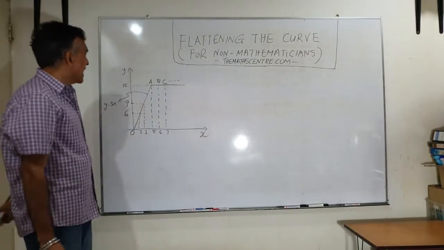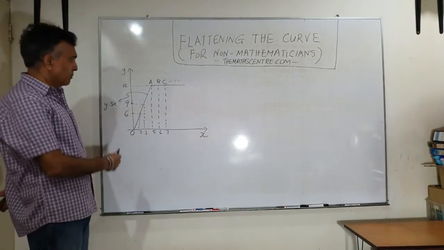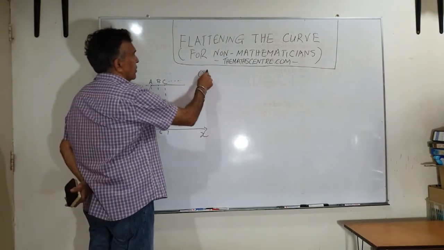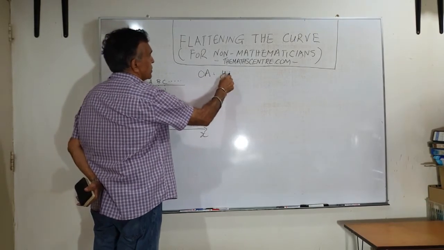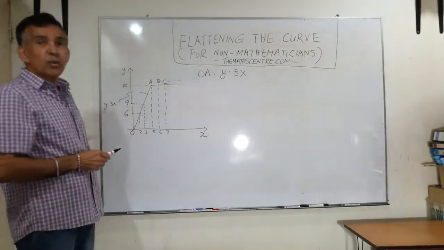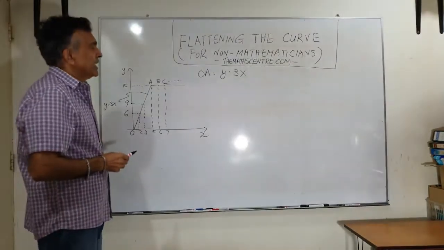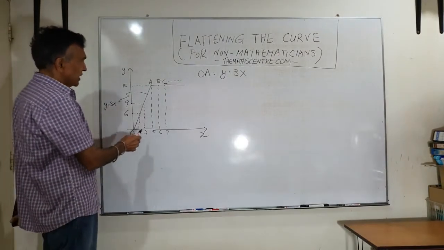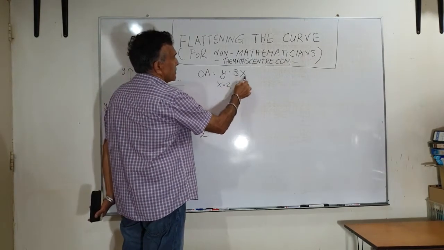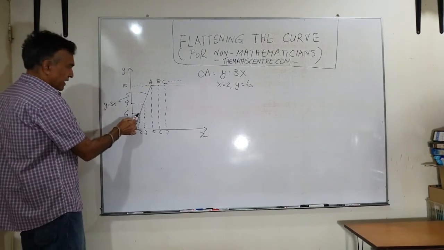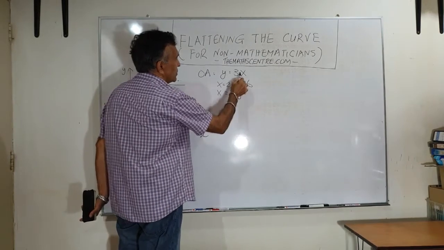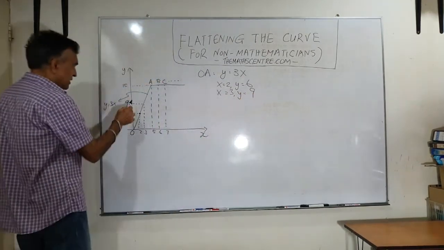So here I have drawn on the board a straight line, OA. OA is a straight line with the equation y equals 3x. This is the equation of the straight line. I'm giving you a couple of values here. When x equals 2, y equals 3 times 2, 6. That's this point here. Now when x equals 3, y equals 3 times 3, 9. So that's this point here.